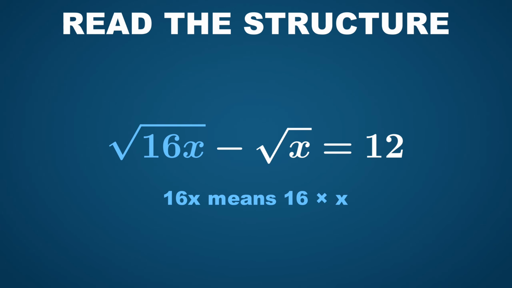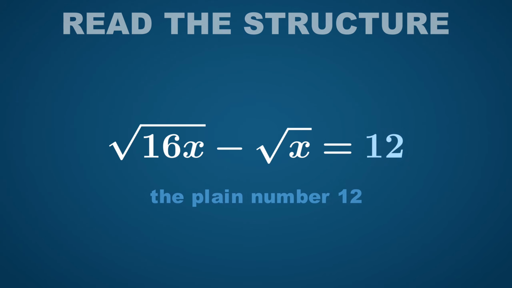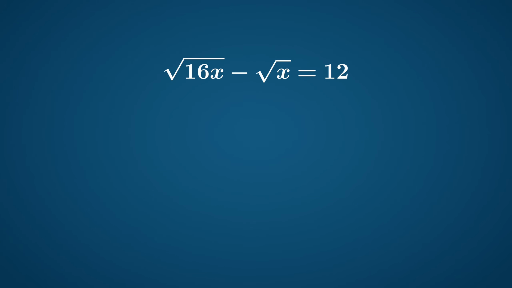Inside the first radical, 16x means 16 multiplied by x. Inside the second radical, we have x all by itself. On the right-hand side we have the plain number 12. So the unknown is sitting under two different square roots.